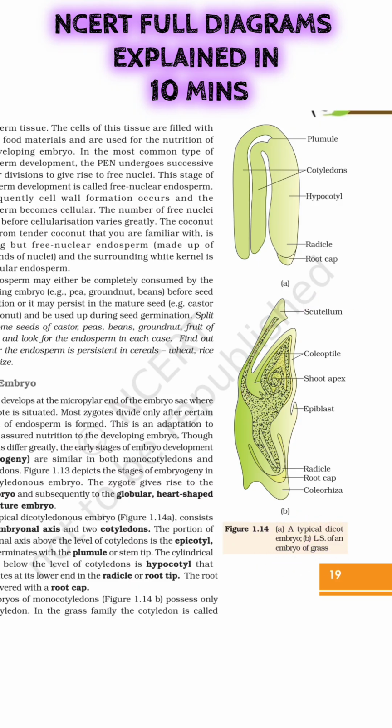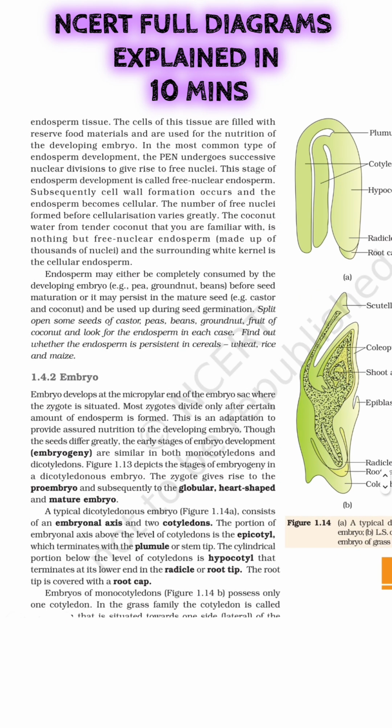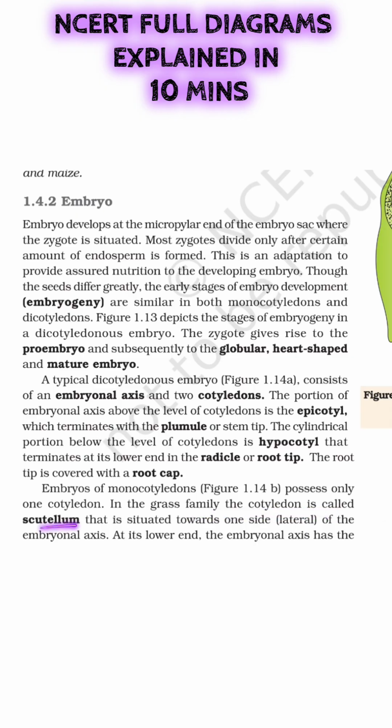You can see the scutellum, okay, and the coleoptile. The shoot apex is being shown here. The epiblast, the radicle, the root cap, and the coleorhiza as a whole. Coleoptile, coleorhiza, okay, and then you can see the radicle, shoot apex, epiblast, root cap, scutellum. Scutellum is the cotyledon, yeah. See, in grass family, a cotyledon is called scutellum, that is situated towards one side lateral of the embryonal axis.